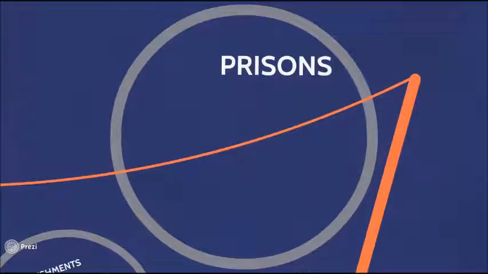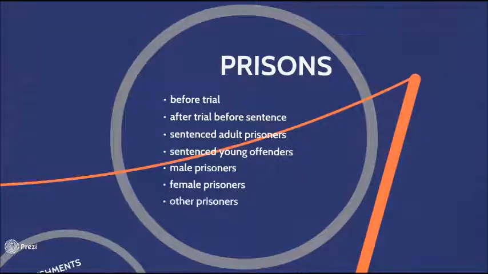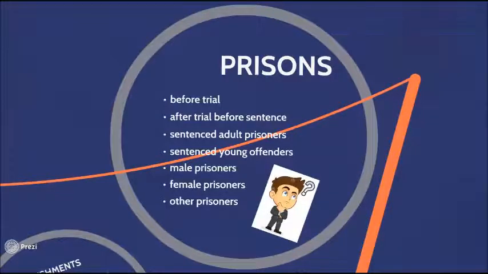The prisons are grouped into before trial, after trial before sentence, sentenced adult prisoners, sentenced young offenders, male prisoners, female prisoners, and other prisoners. The big question is, who are the other prisoners?